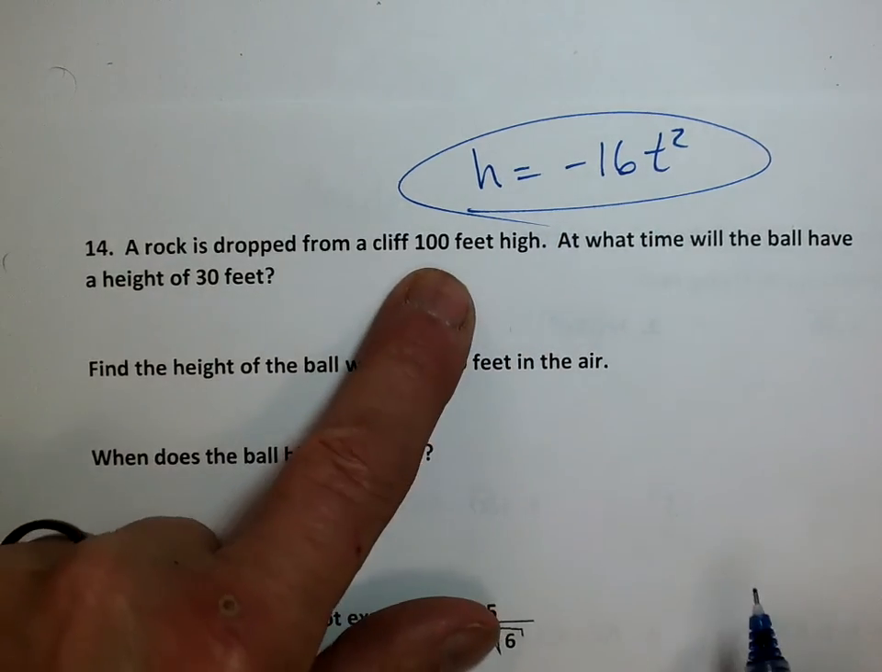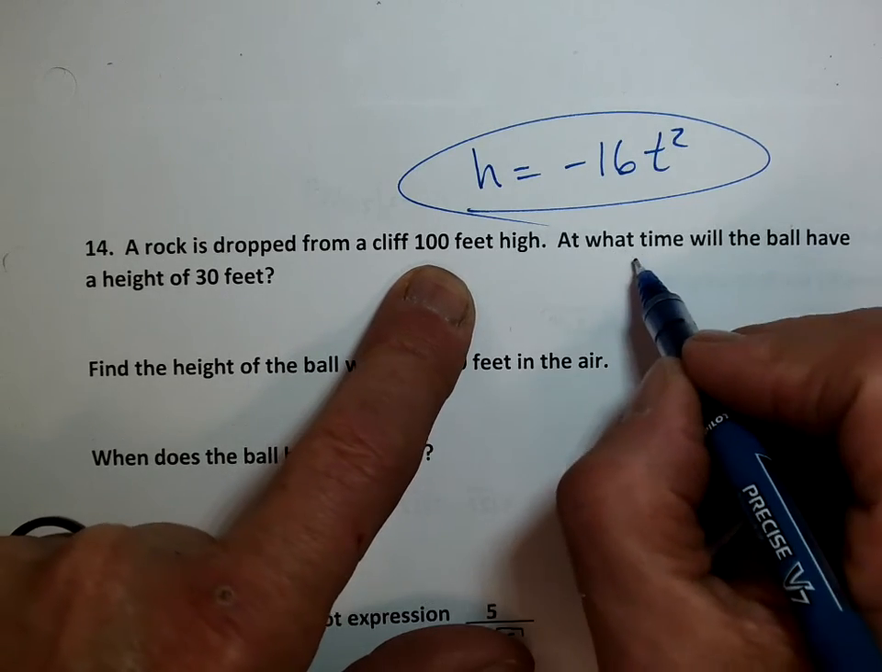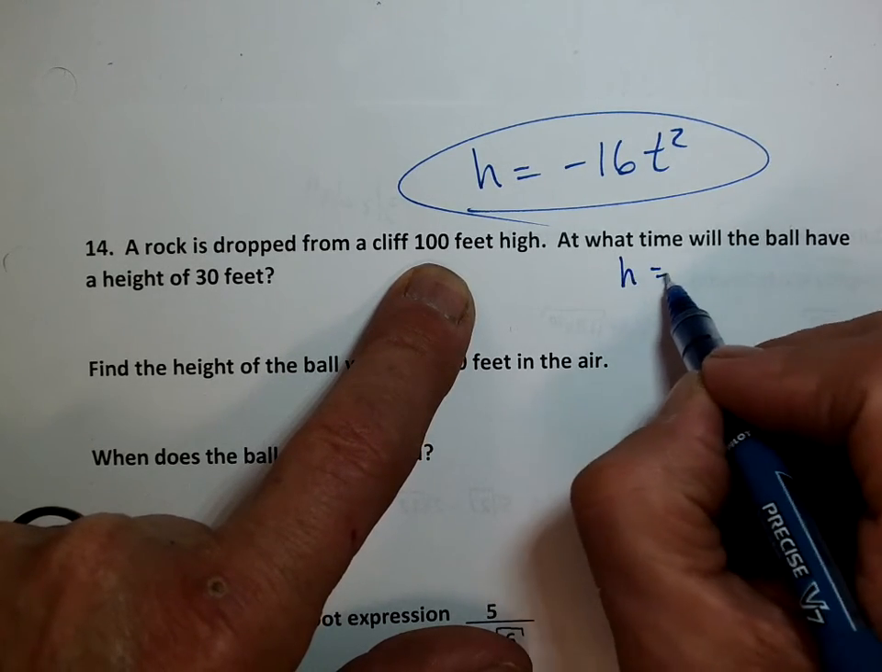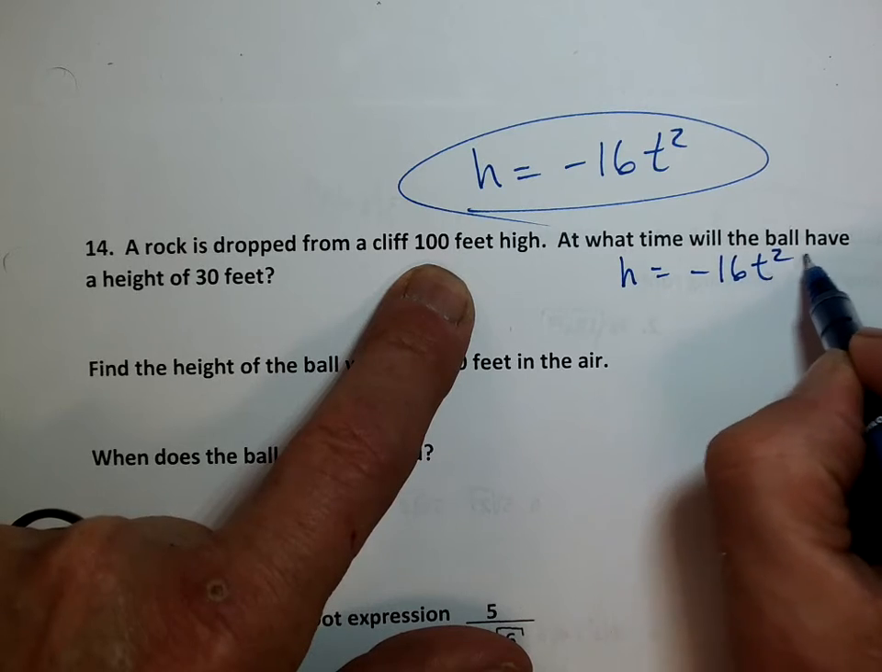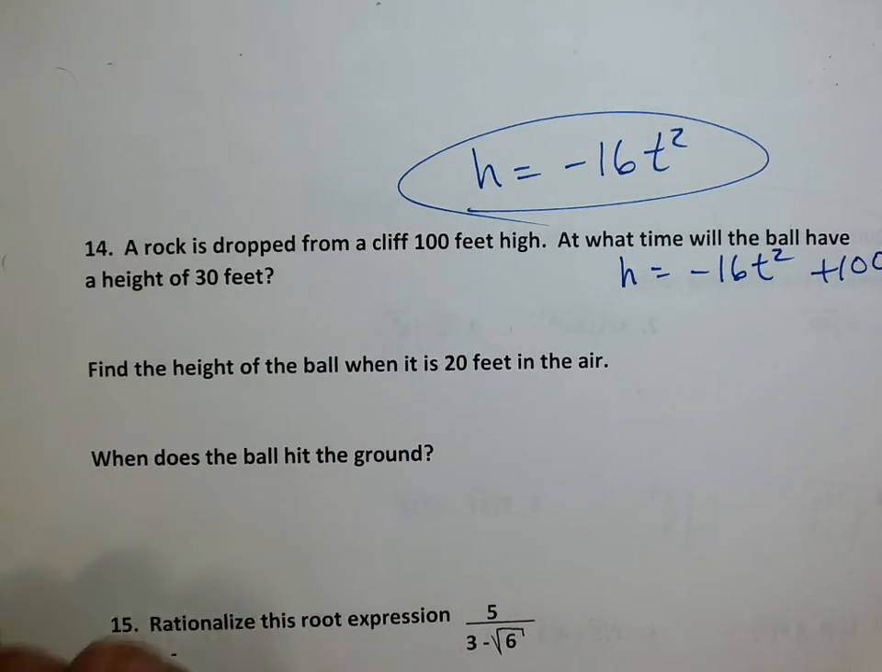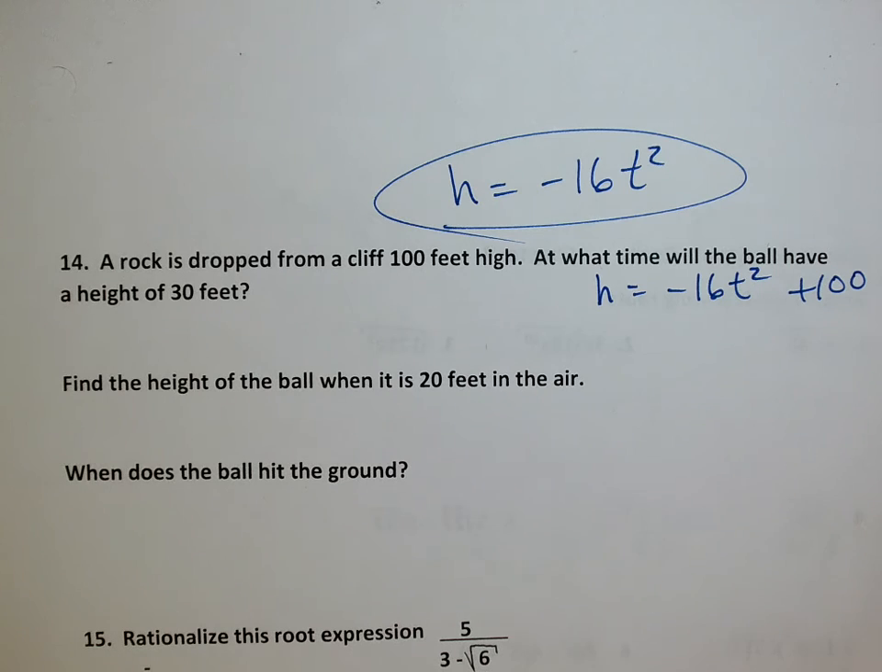So, we start at 100 feet. So I'm going to go h equals negative 16 t squared plus 100, because I'm starting way up at a 100-foot cliff. Does that make sense? Okay, start at 100, so that's my starting height. So I got to take it up to 100 feet and then drop it. Yeah, Chase?